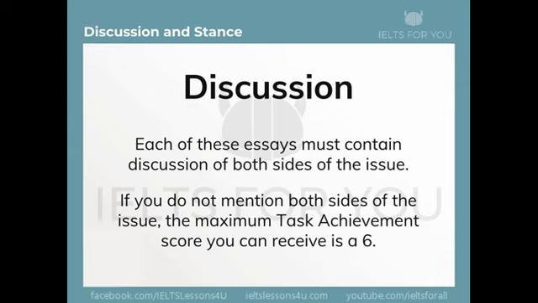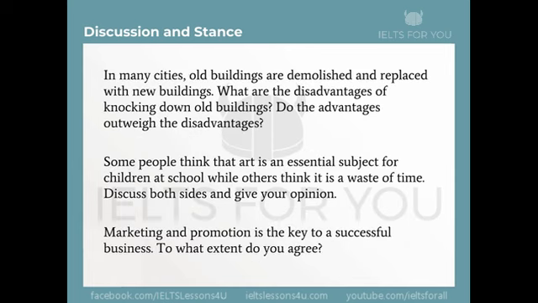First, discussion. Each of these essays must contain discussion of both sides of the issue. If you do not mention both sides of the issue, the maximum task achievement score you can receive is a 6. So don't just focus on one side. Even if you agree with that side, you need to mention both sides in your essay. So the outline that I will show you, make sure that you include both sides. Very important.